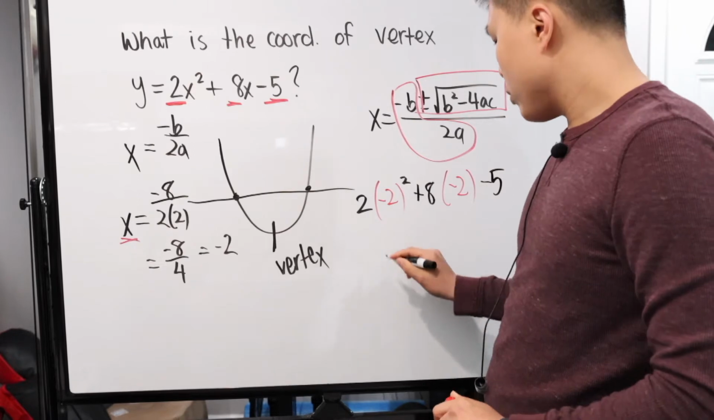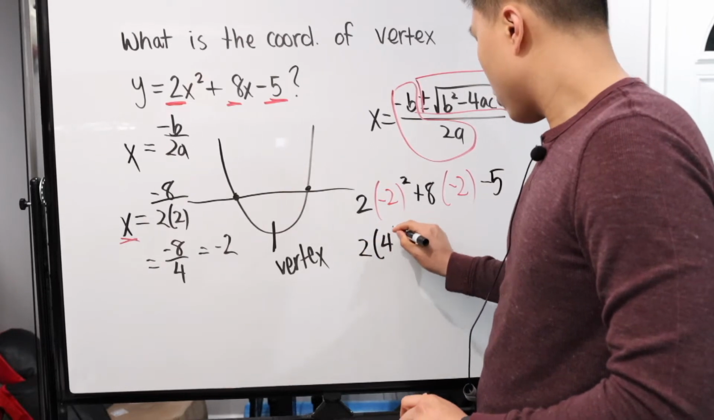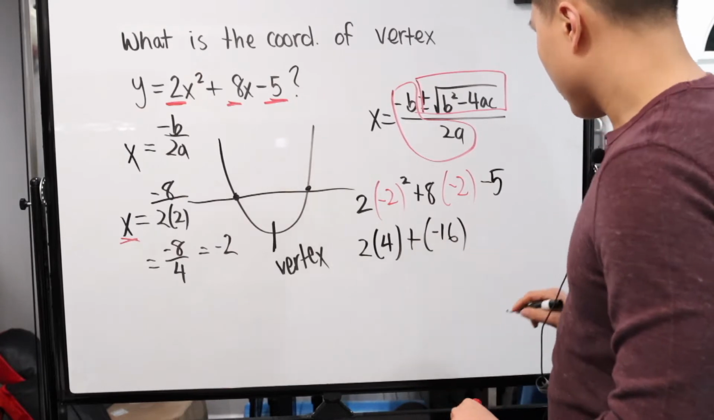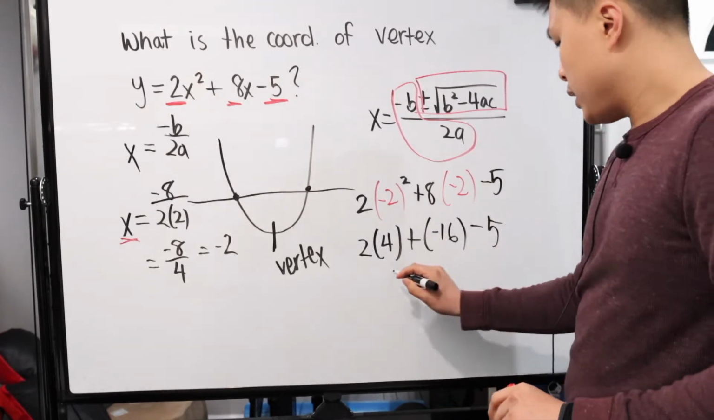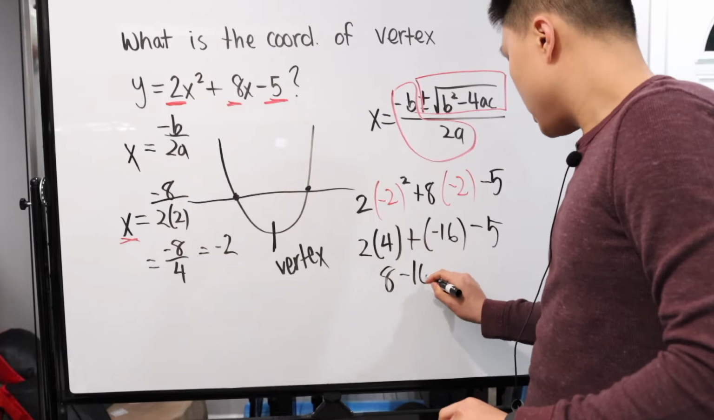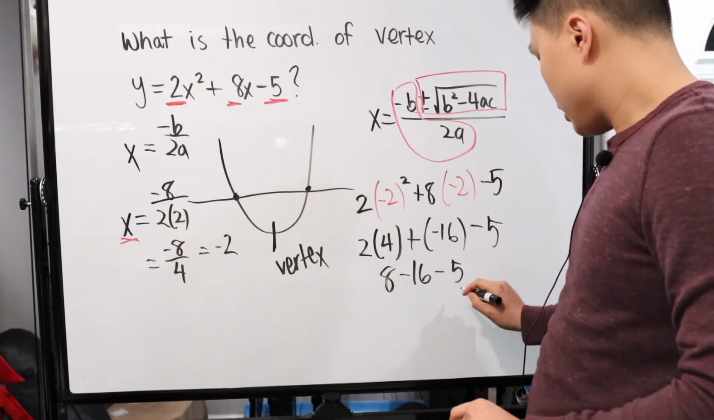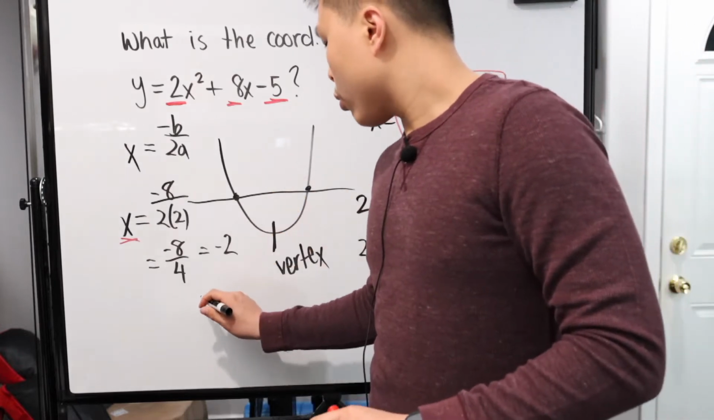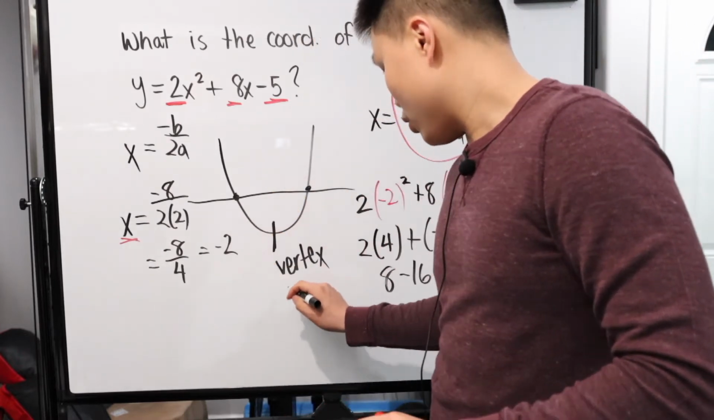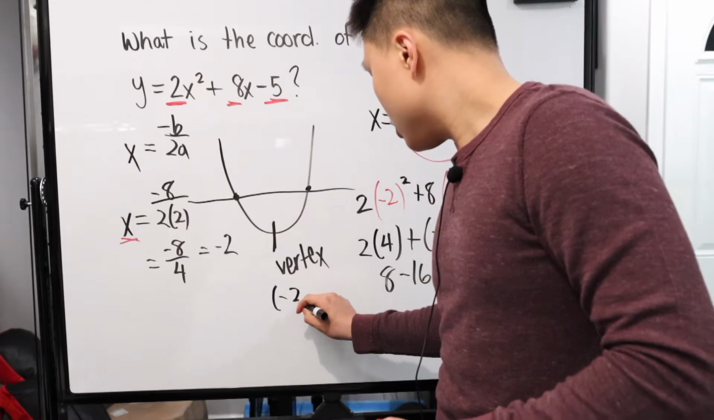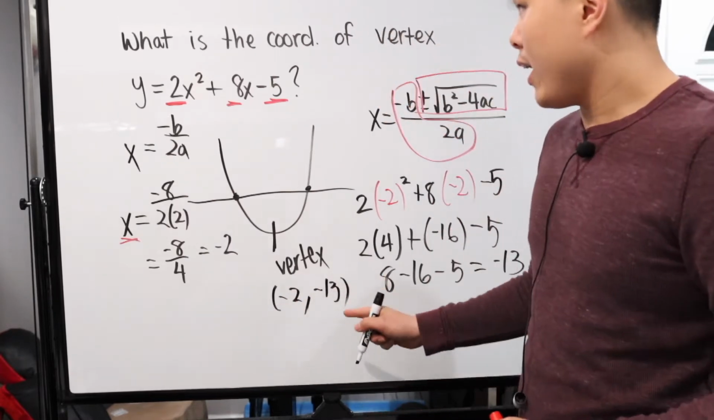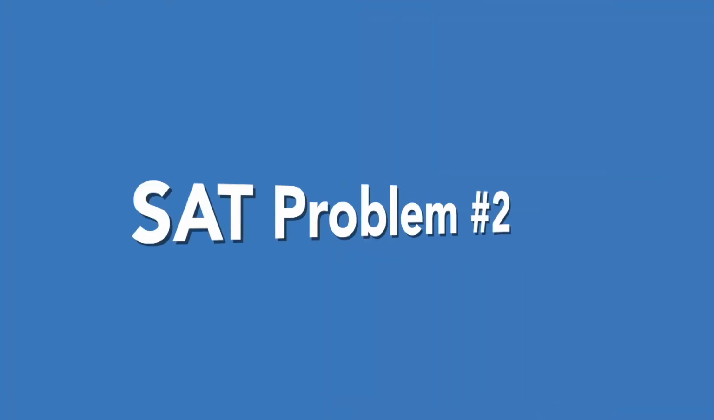Okay, and then after that we have basically 2 times 4 plus, well, negative 16, let's just write it this way, minus 5, and that means 8 minus 16 minus 5. What is that? That is negative 13, I believe. So our actual coordinate for the vertex, let's just put it right here, is negative 2 comma negative 13. Just like that, we found the coordinate for the vertex.